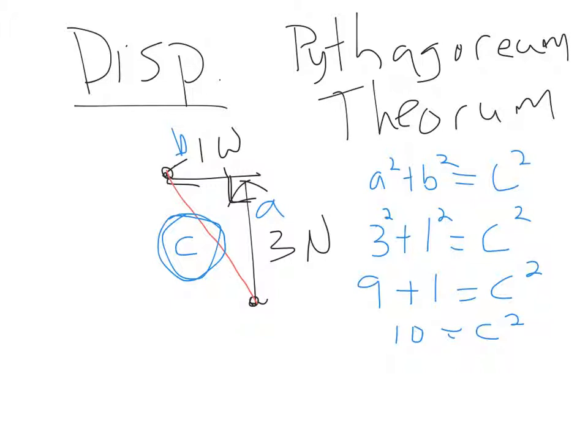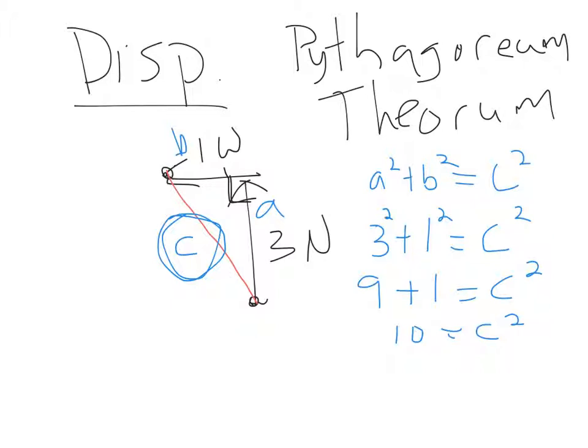So I have to take the square root of 10. What's the square root of 10? No, it's not 5. Remember that, guys. I forgot how to do square root. Well, our perfect squares are 9 and 16. 10 is not a perfect square, but it's between 9 and 16.